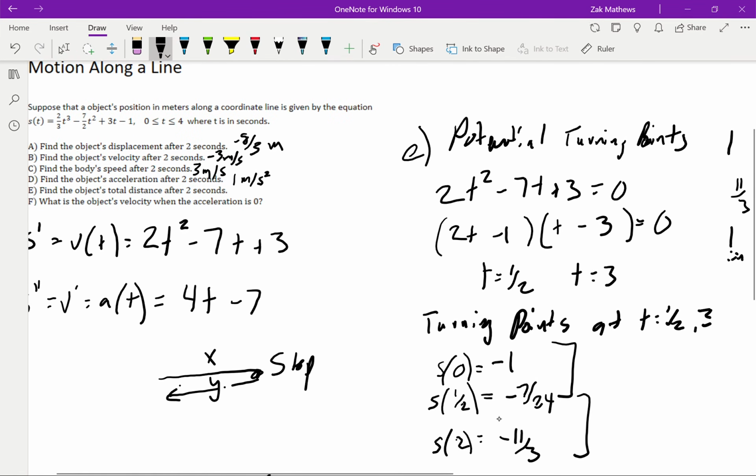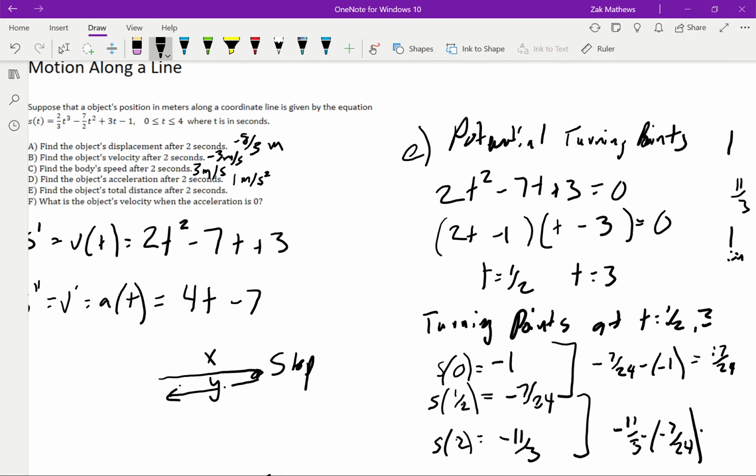So I'm going to take the -7/24. I'm going to subtract the -1. The final position minus the initial. So if I subtract the -1 from this, I get 17/24. Then I'm going to take the -11/3. I'm going to subtract the 7/24 from that. And when we do that, we should get a negative. Let me write it out, -11/3 minus the -7/24. We get -27/8. Again, I don't need the negative.